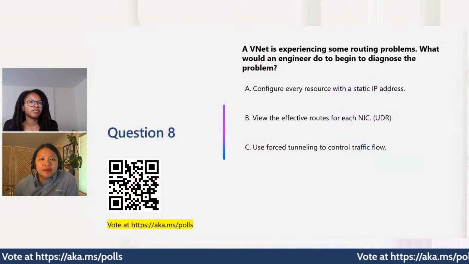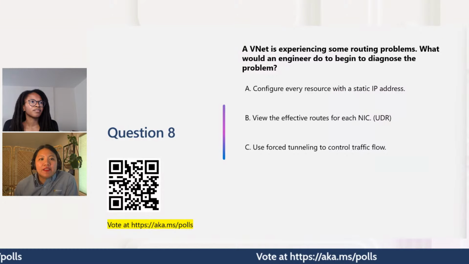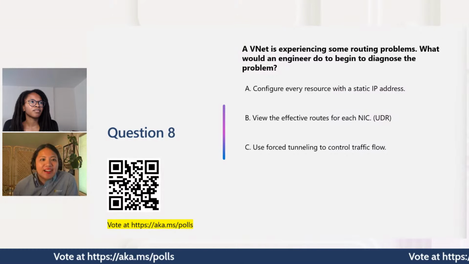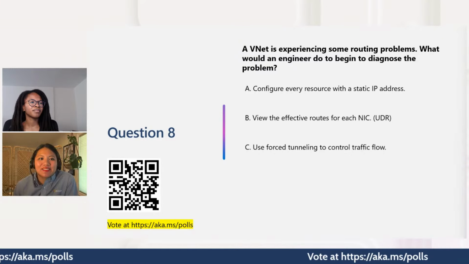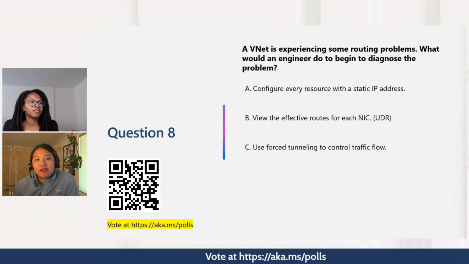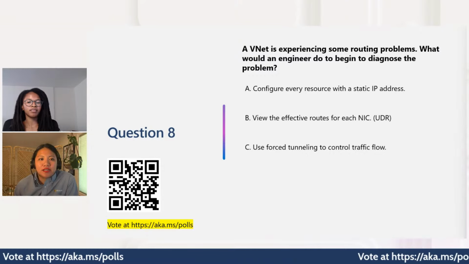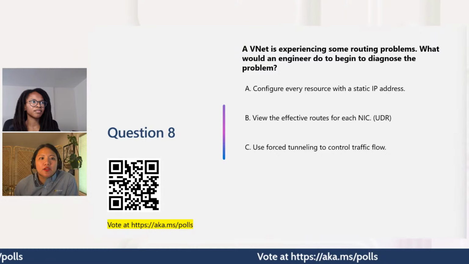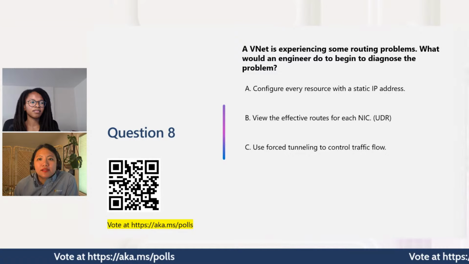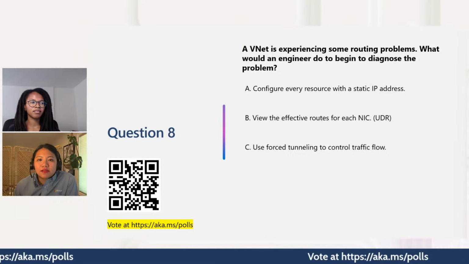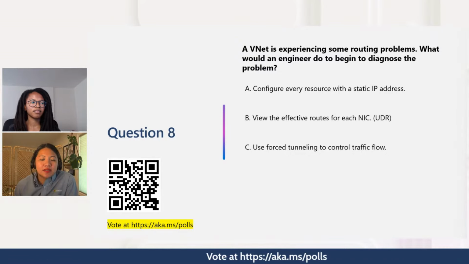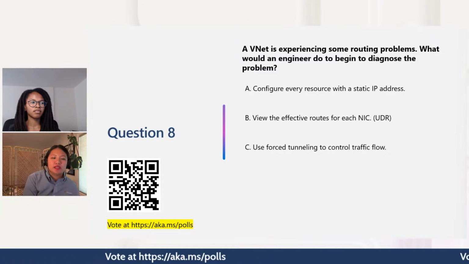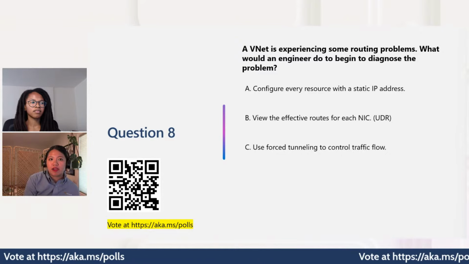So we have another knowledge check coming up. And this question is, a VNet is experiencing some routing problems. What would an engineer or you do to begin to diagnose the problem? A, configure every resource with a static IP address. B, view the effective routes for each NIC. C, use forced tunneling to control the traffic flow. So I'll give a few seconds to answer this question. We did go over some of the steps that one would take if they're noticing that there are some issues with routing in their network.